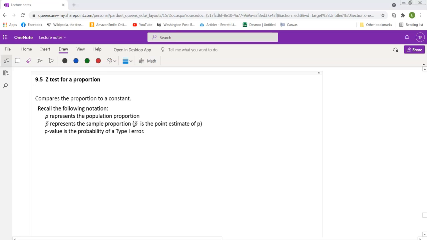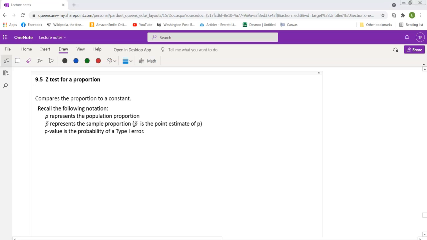Hi everybody, welcome to section 9.5, which is on the z-test for one proportion. This test compares the population proportion to a constant. So just like when we've been doing the tests for the mean, where we're comparing the mean to a given value, this is just like that, except it's for the proportion.